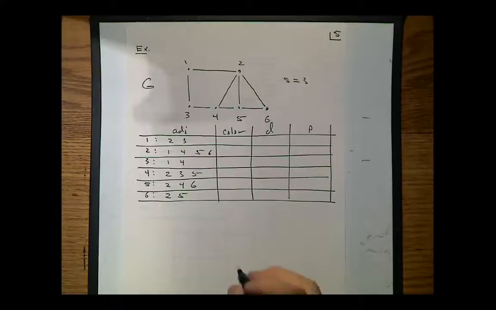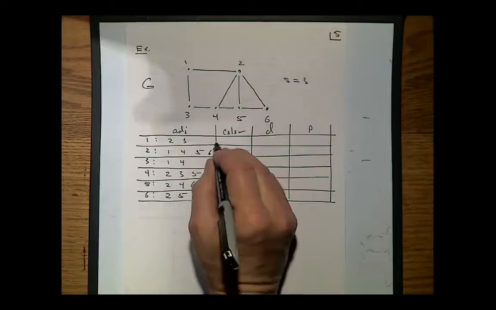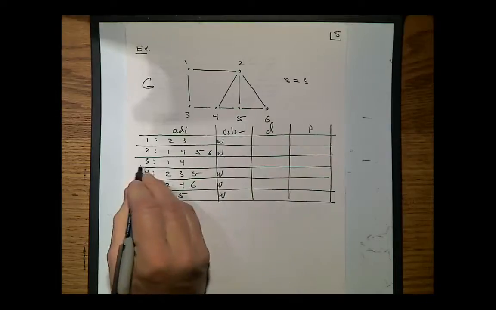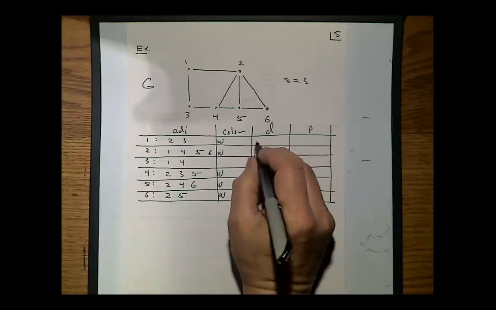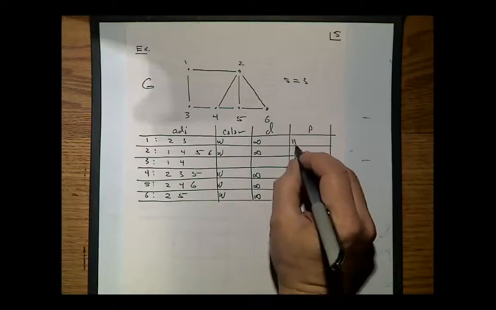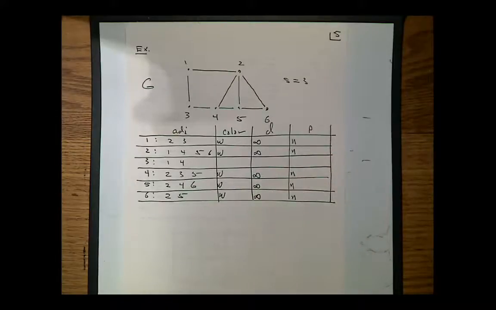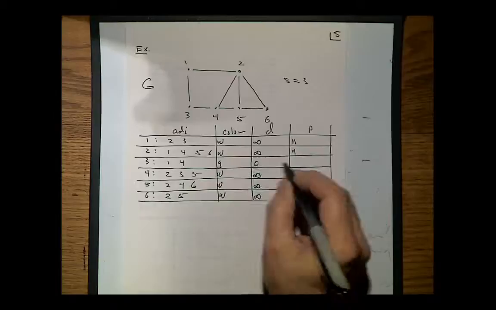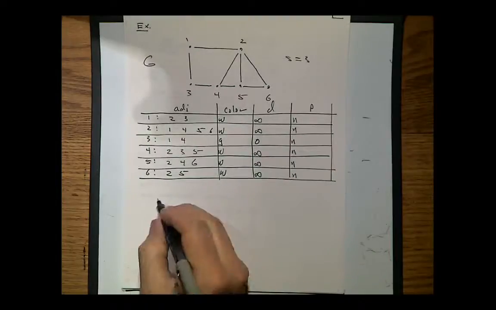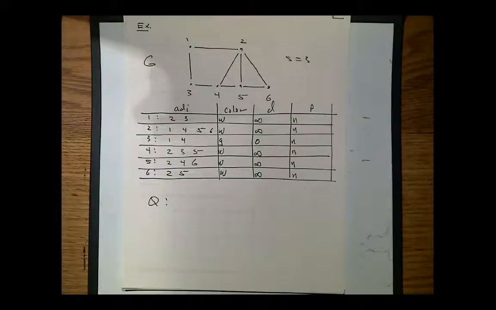Okay, so the colors are initialized to white, white, white, white, white, other than the source, 3. The distances to infinity, infinity, infinity, infinity, infinity. The parents to nil, nil, nil, nil, nil. Those are the initialization values. Then we initialize the source to gray, 0, also nil. And now we also keep track of the Q. Let's write down the Q. Q is initially empty. Okay, let's run the algorithm. Or actually, we're up to line 9 now. I did all the initialization.